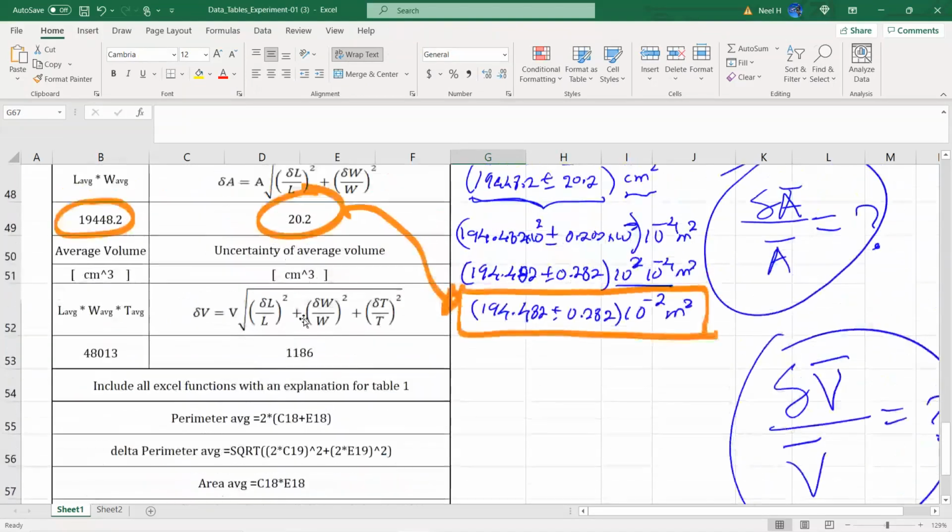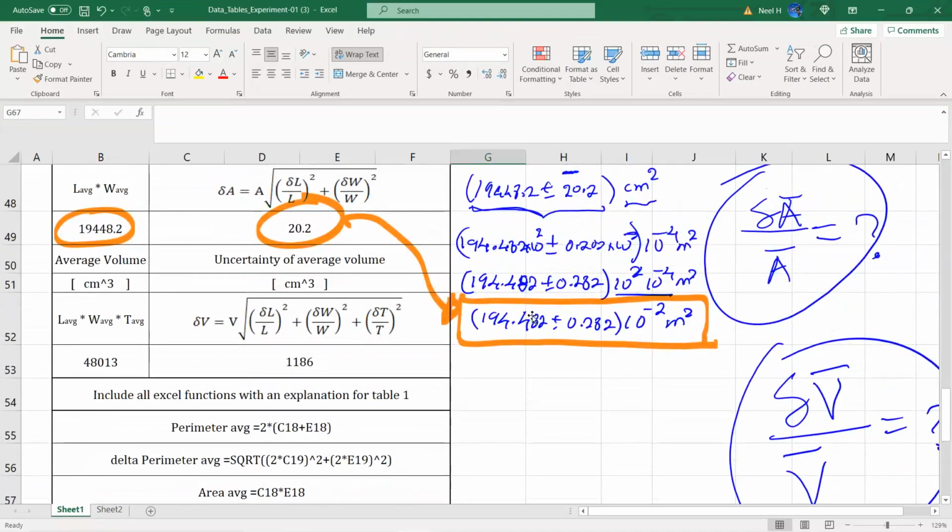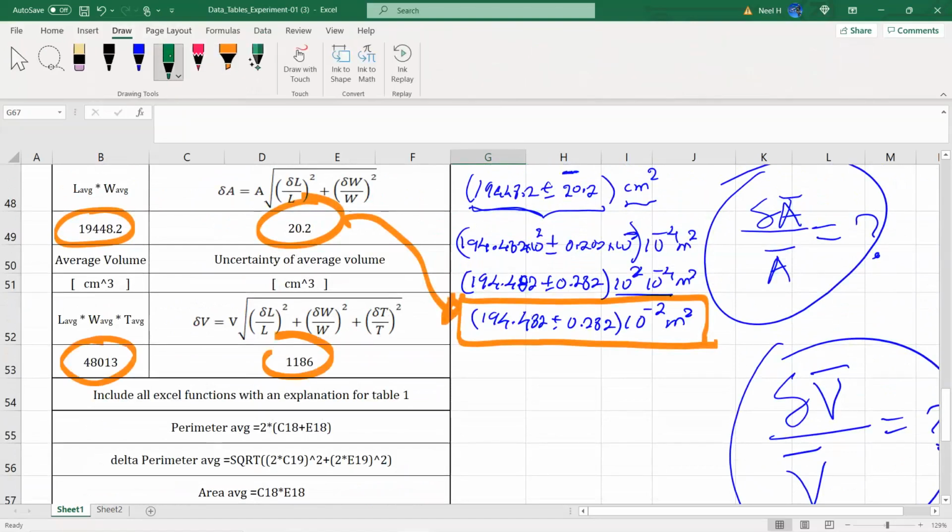All right, so let's continue into the volume. Again, for the volume I also need to do this trick, which I did earlier, because the numbers are too big. There's no meaning really in writing it that way. Let's write these two numbers down first: 48013 plus or minus 1186, close brackets.